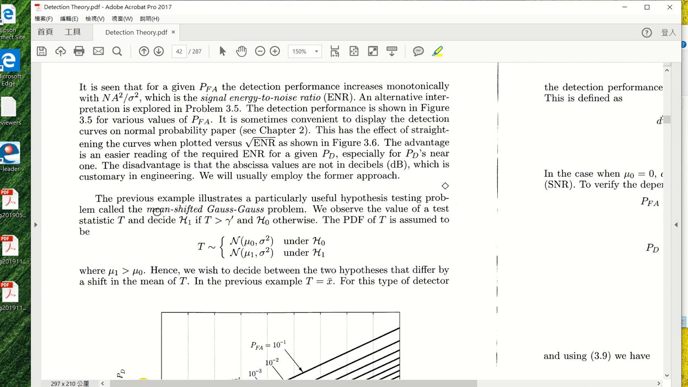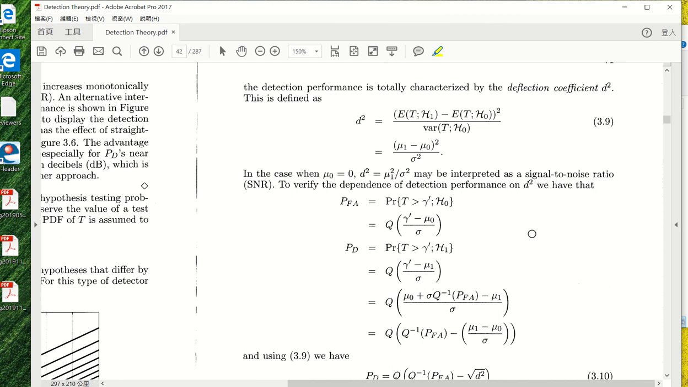Okay, fine. I'm just pointing out some of the main points. This is a mean shifted Gaussian problem. On the H0, it has a specific mean here. On the H1, it has a different mean. But the sigma square are the same, so it's mean shifted.